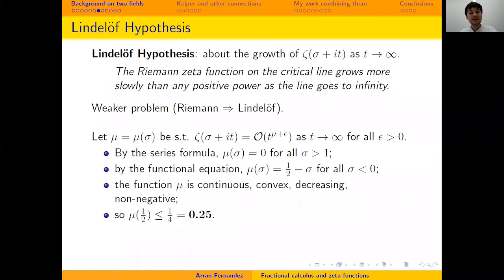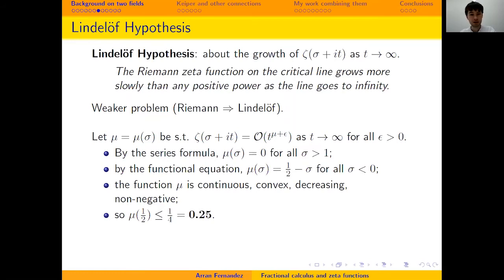Something slightly less big open problem is called the Lindelöf hypothesis. So this zeta function, but it's about the growth of the zeta function with the imaginary part. So consider this function on the critical line. You put sigma equals 1/2 and you let t go to infinity. Then this is a function of t, and the Lindelöf hypothesis says that it grows more slowly than any positive power of t. So it's sort of a bound on the growth behavior of this function.